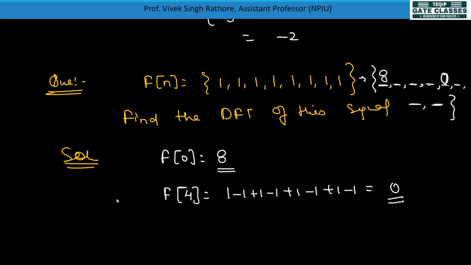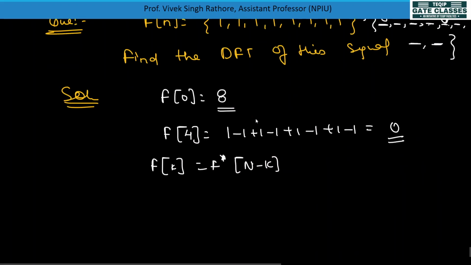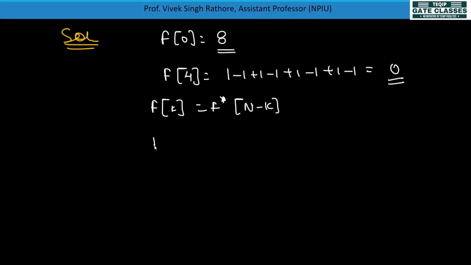Now f of k will be equal to the conjugate of f of n minus k. So ultimately, the 0 value we have calculated, and the f of 1 value will be nothing but the conjugate of f of 8 minus 1, which is 7.